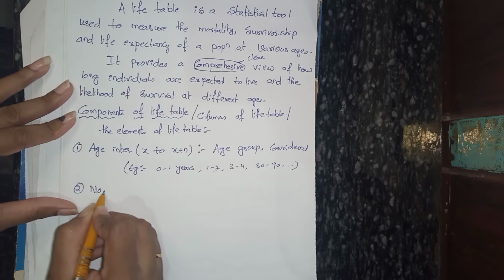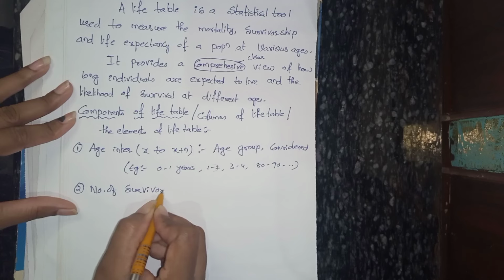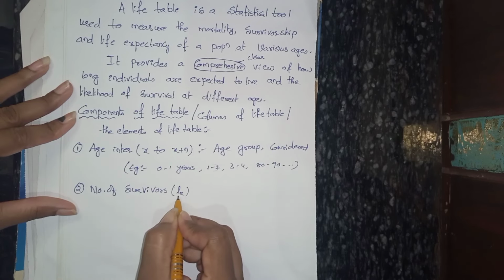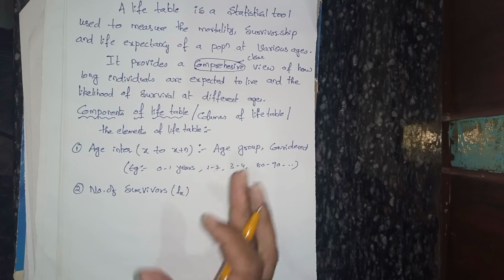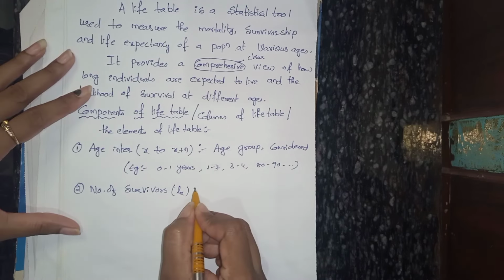Next, second one, number of survivors. Number of survivors is denoted with LX. L in the sense what? Living. So, number of persons who are living. So that is called survivors.